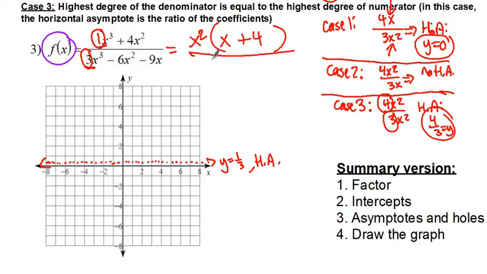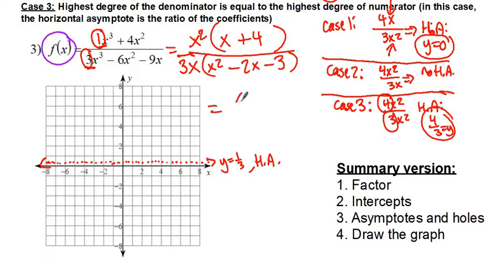The bottom has a common factor of 3x, not just x, but 3x goes into all of those. When you pull out a 3x from 3x cubed, you're left with x squared. When you pull out a 3x from 6x squared, you're left with 2x. And then finally, negative 9x divided by 3x is minus 3.